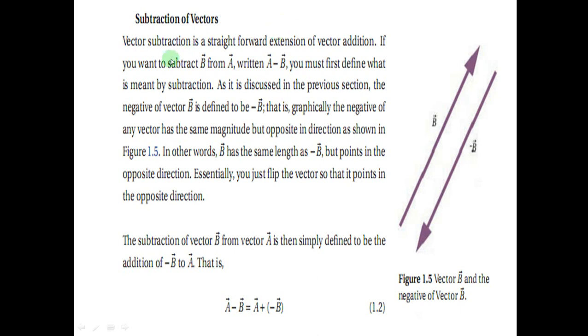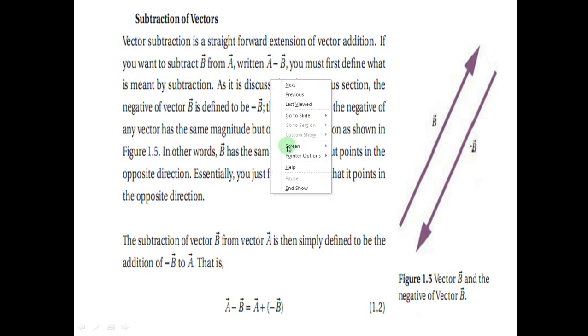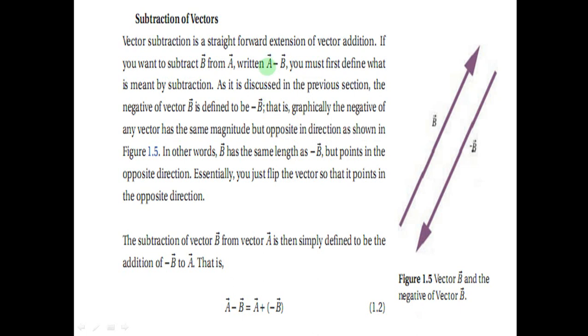You know, vector subtraction is a straightforward extension of vector addition. If you want to subtract vector B from A, it is simple. Vector A minus B, you can write in this way. So first, you must define what is meant by subtraction.